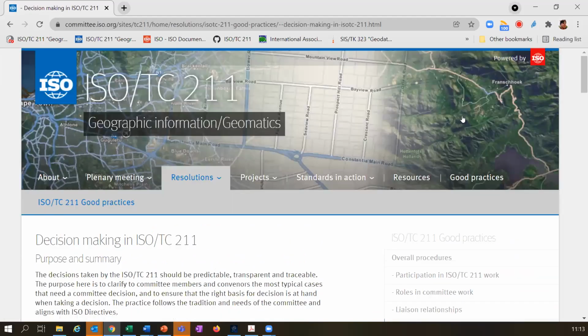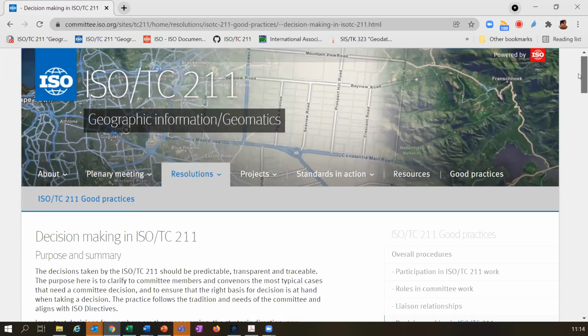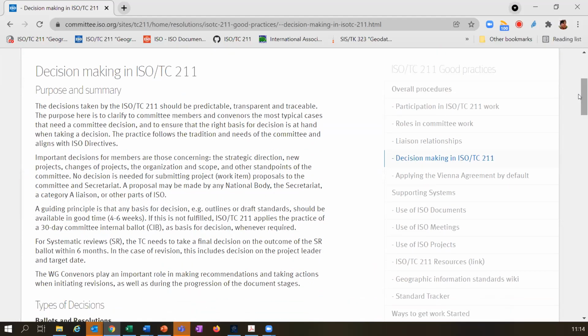We're taking a lot of decisions. We are taking decisions by resolution. We are taking decisions by ballot. We call them committee internal ballot resolutions when they are of the more important character. We do send out ballots for other things, comments and stuff like that.